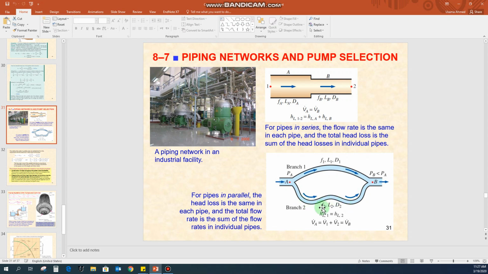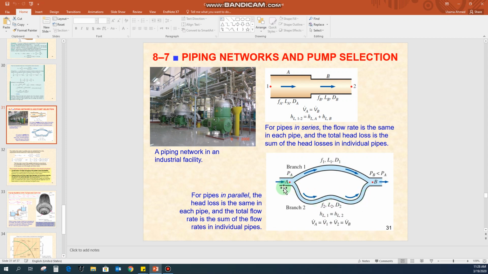Okay, so what we can see from here is that the head loss in the first branch is equal to the head loss in the second branch. So what does it mean from the head loss? That the pressure drop that we get here in the first branch will be the same pressure drop that we get in this branch. So for this parallel connection, the head loss in one piping system is equal to the head loss in the other branch of the pipeline.